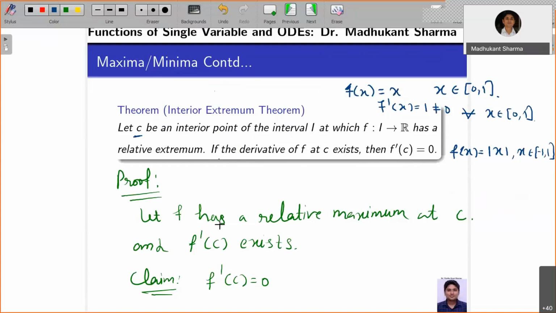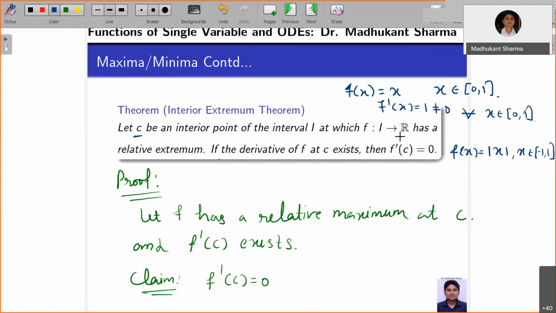The proof is very simple. Let f have a relative maximum at C. The proof will follow for the relative minimum in a similar manner. Suppose that f dash of c exists. If the derivative does not exist, you are over, so there is nothing to prove. So if the derivative exists, meaning f dash of c exists.